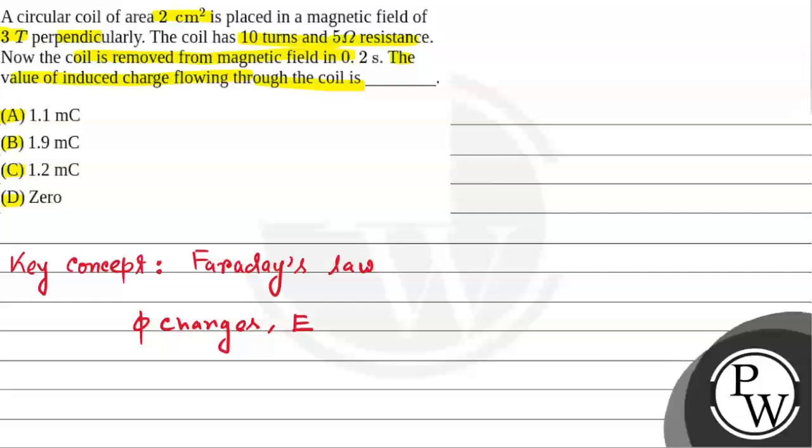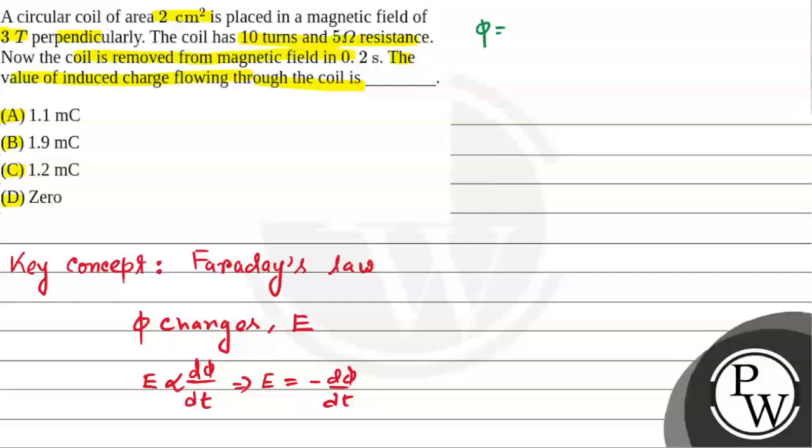Now, induced EMF lasts so long as the magnetic flux continues to change, and lastly, we can say the magnitude of the induced EMF, that is E, is directly proportional to the rate of change in magnetic flux, that is proportional to d phi by dt. And in the next line, we can say E equals minus d phi by dt. Okay, now let's calculate the problem.